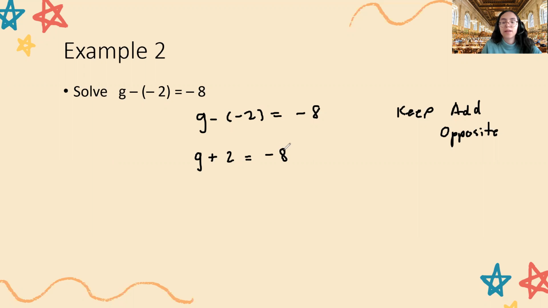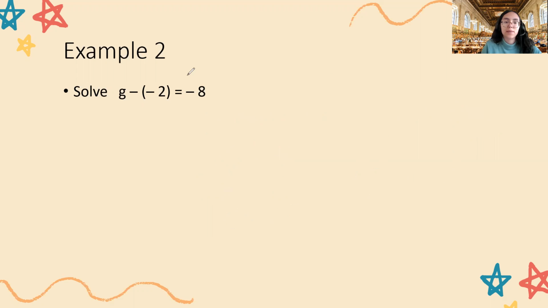I'll bring down my -8. Now I have g plus 2 is equal to -8. I have to get the g by itself, so I have to get rid of this +2, move it to the other side. So in order to undo addition, I have to subtract 2 from the left side, and I have to subtract 2 from the right side. These will cancel. I'll bring down my g, bring down my equal sign, and do this, and this will be -10. And of course, you can always go back to our addition of integers or subtraction of integers to learn why this would be -10. Okay, so let's go ahead and continue to our next example.